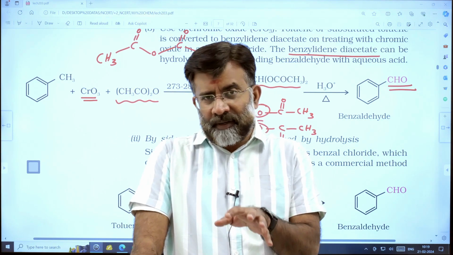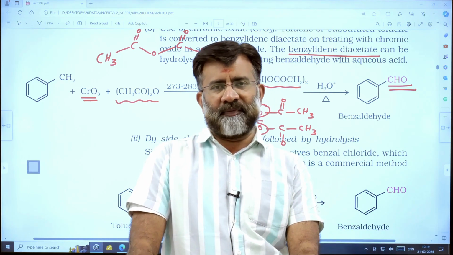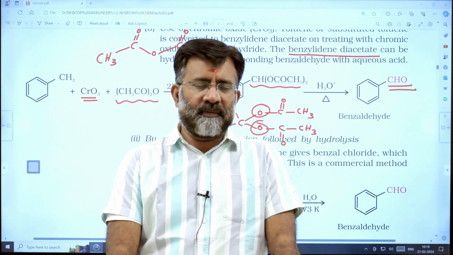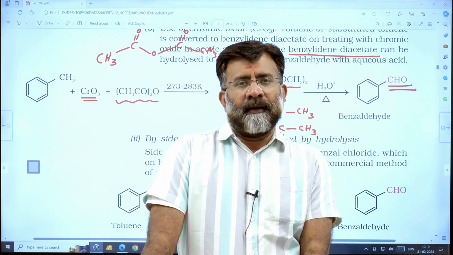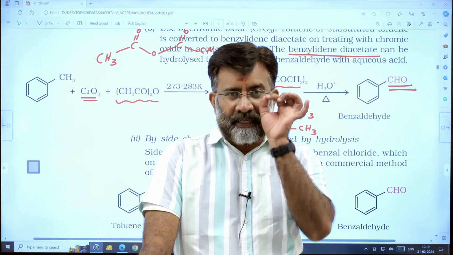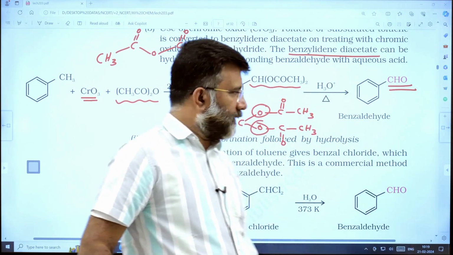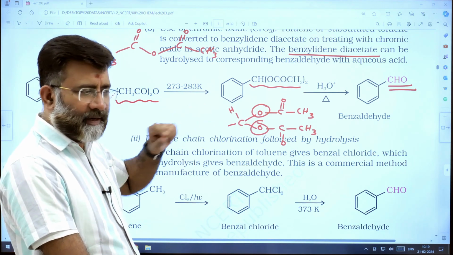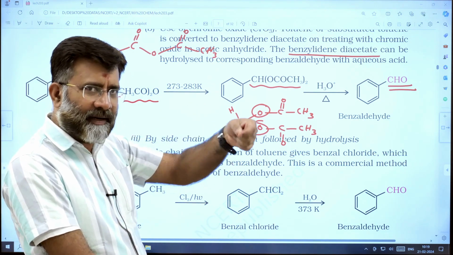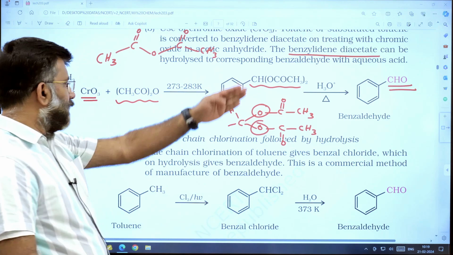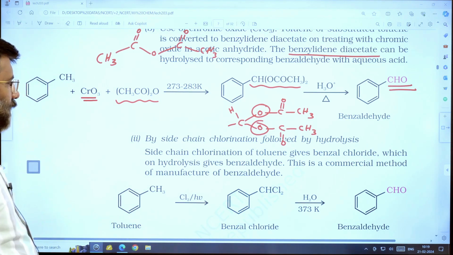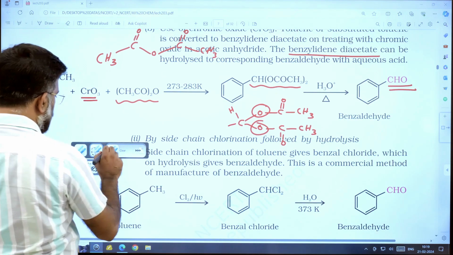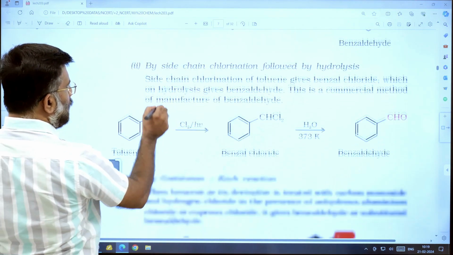That's also happening similar to what we have explained in the previous case. There we are using chromyl chloride. Here it is chromium oxide interacting with the acetic anhydride. You get benzylidene diacetate. The name of this molecule is benzylidene diacetate. The name idene means gem diacetate. Finally, it is converted to benzaldehyde. Okay. So that is Etard's reaction and a reaction using acetic anhydride.